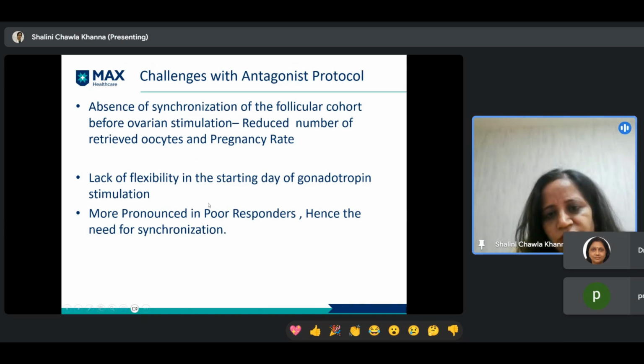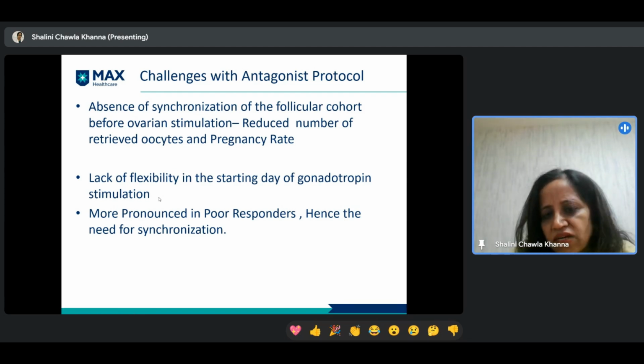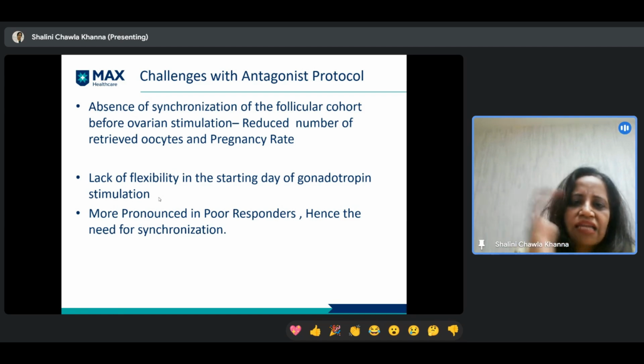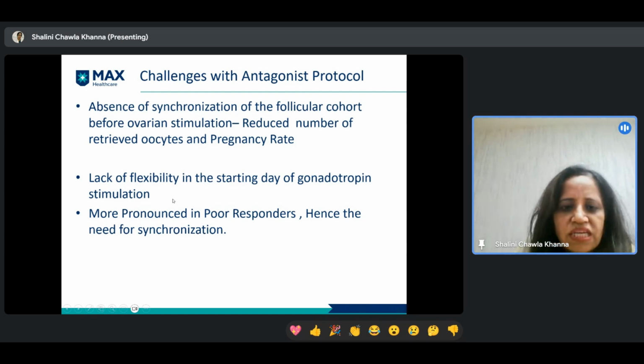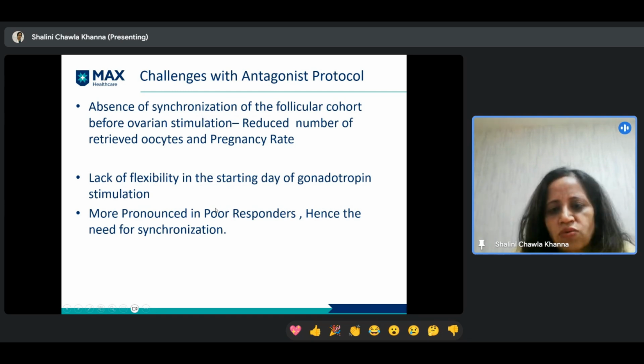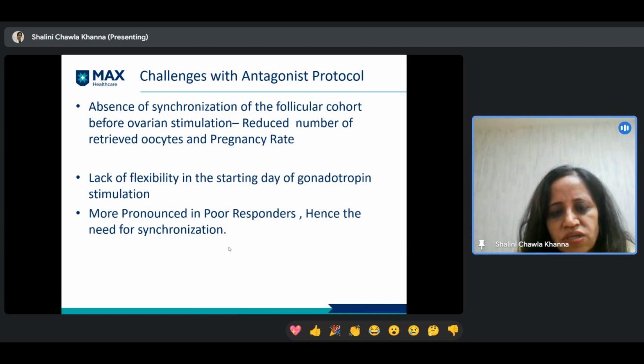There is also a lack of flexibility in the starting day of gonadotrophin stimulation, because if the patient has got the period, we would preferably like to start on day 2 or day 3, unlike the long agonist protocol where the patient is on decapeptide or leuprolide and we are a little more flexible. This flexibility is a little less with the antagonist protocol. Both these things, as I said earlier, are more pronounced in the poor responders, and hence there is a need for synchronization.